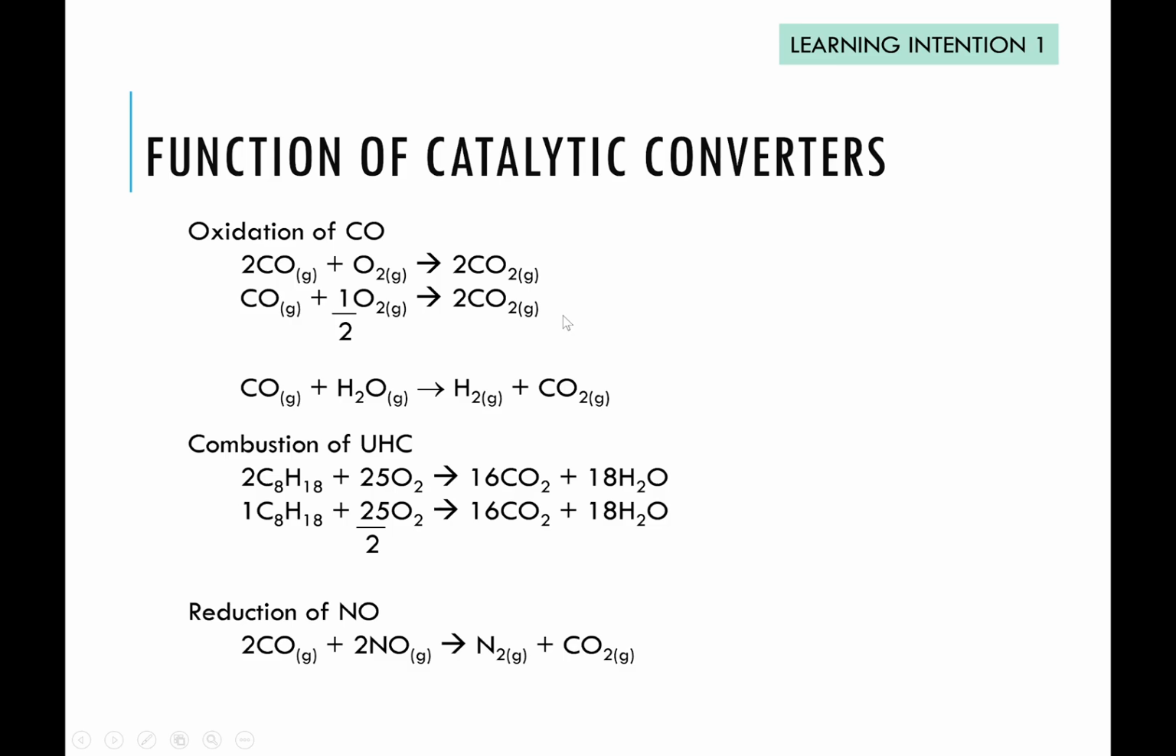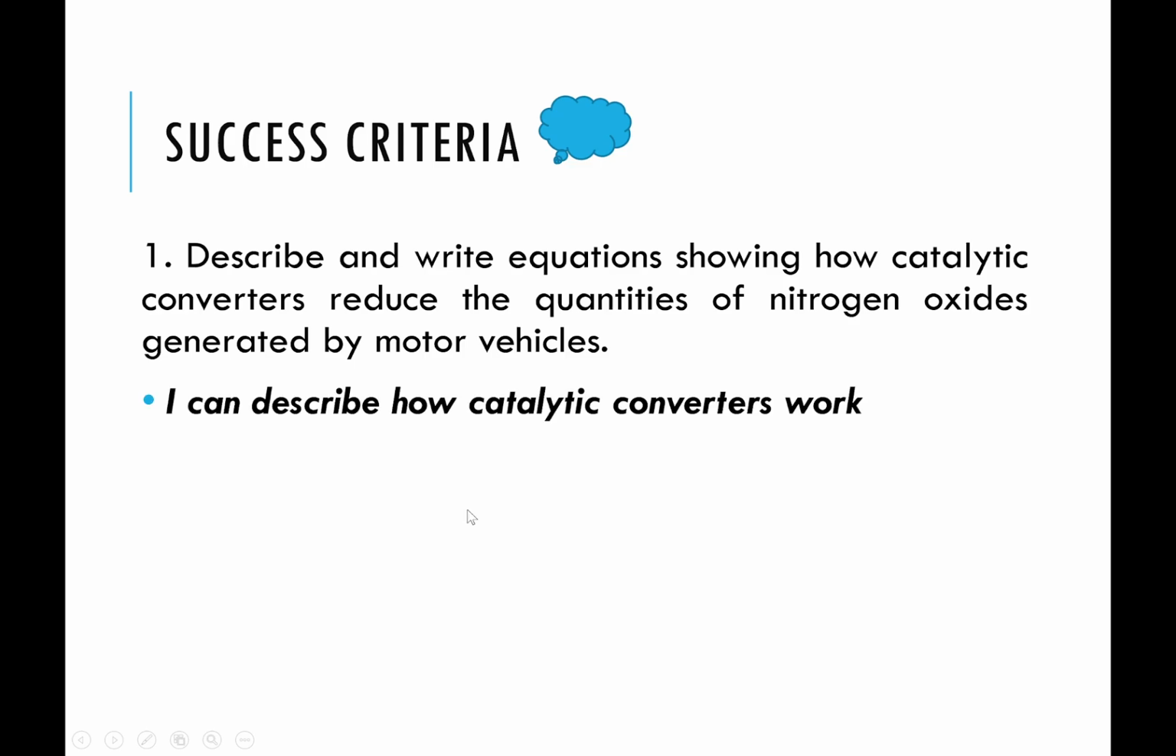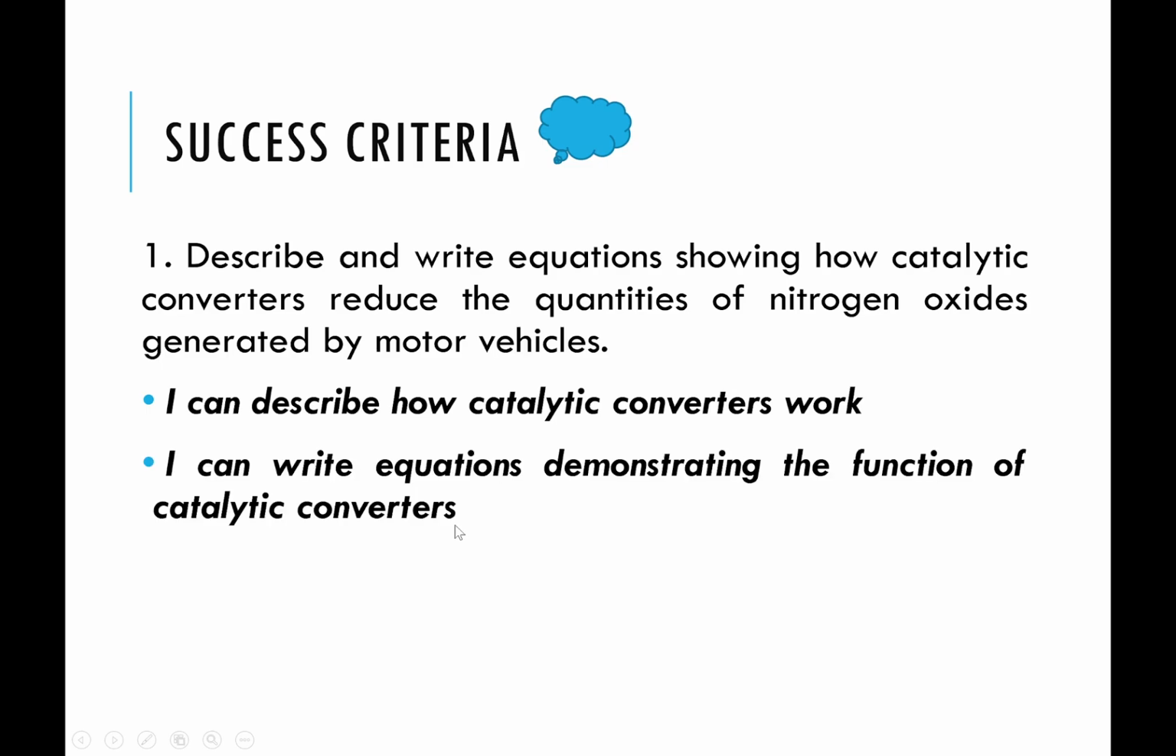So we're going to describe and write equations showing how catalytic converters reduce quantities of nitric oxides generated by motor vehicles. We can also write equations demonstrating the function of catalytic converters and describe how they work. So the fact that they have a porous structure, what goes in, what comes out, what they're coated in and why they're coated in them is really important. Okay, thank you.